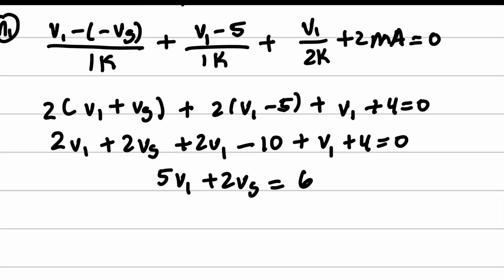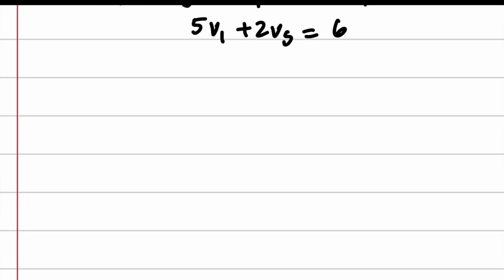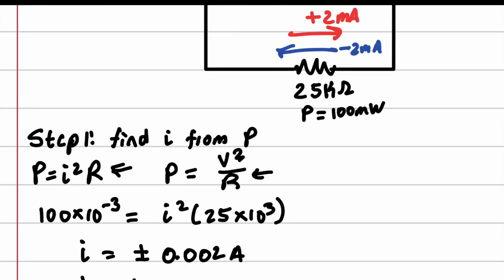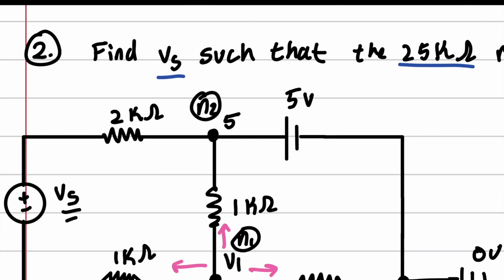Okay, and we get 5V1 plus 2Vs equals 6. Now let's do node 2. And remember, we're starting at 5 volts this time, because that's what this node is, and we have only 2 branches to look from.